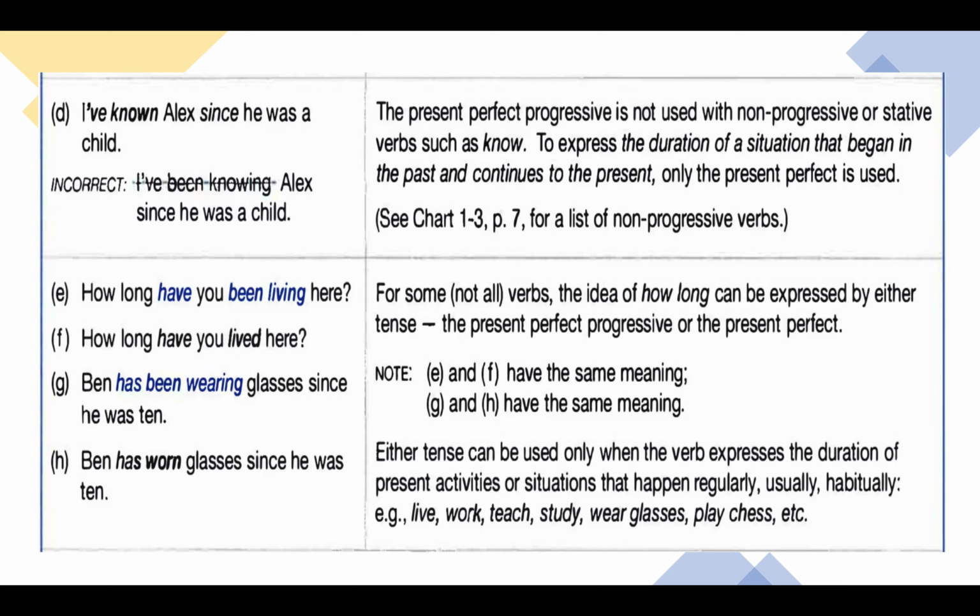Ben has been wearing glasses since he was 10. Ben has worn glasses since he was 10. This is another example of a verb where you can use either present perfect simple or present perfect progressive without problem, okay? Either tense can be used only when the verb expresses the duration of a present action or situation that happened regularly, irregularly, or usually, habitually. The other examples of verbs, so here we have some examples. We have the verb live, work, teach, study, wear glasses, play chess, etc. So be careful about these verbs.